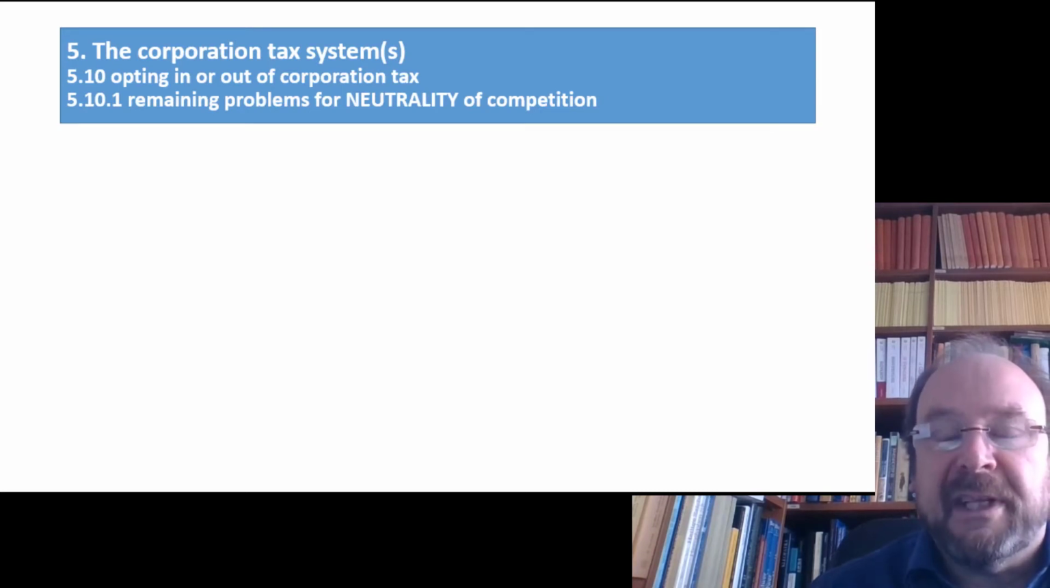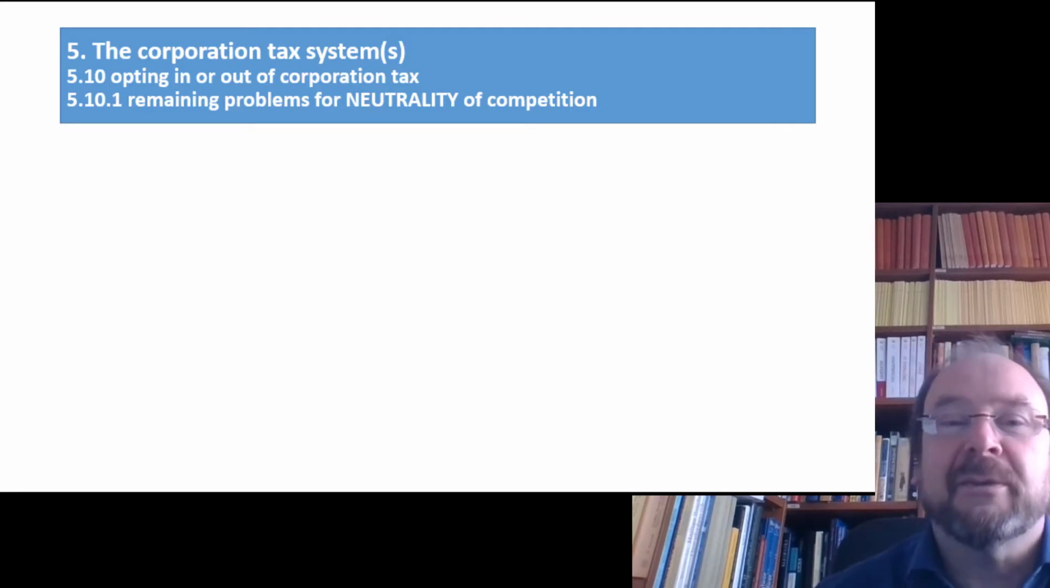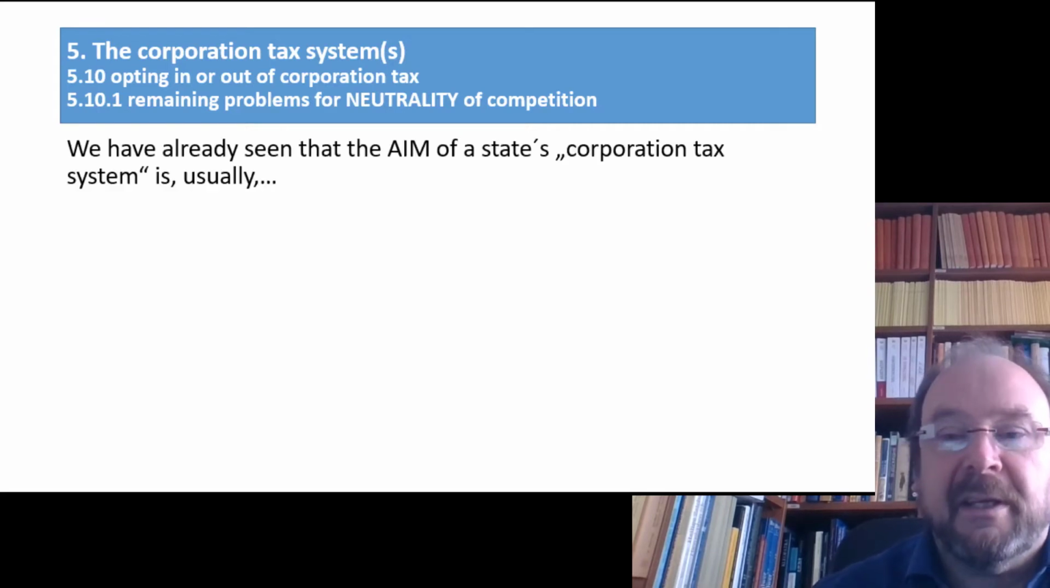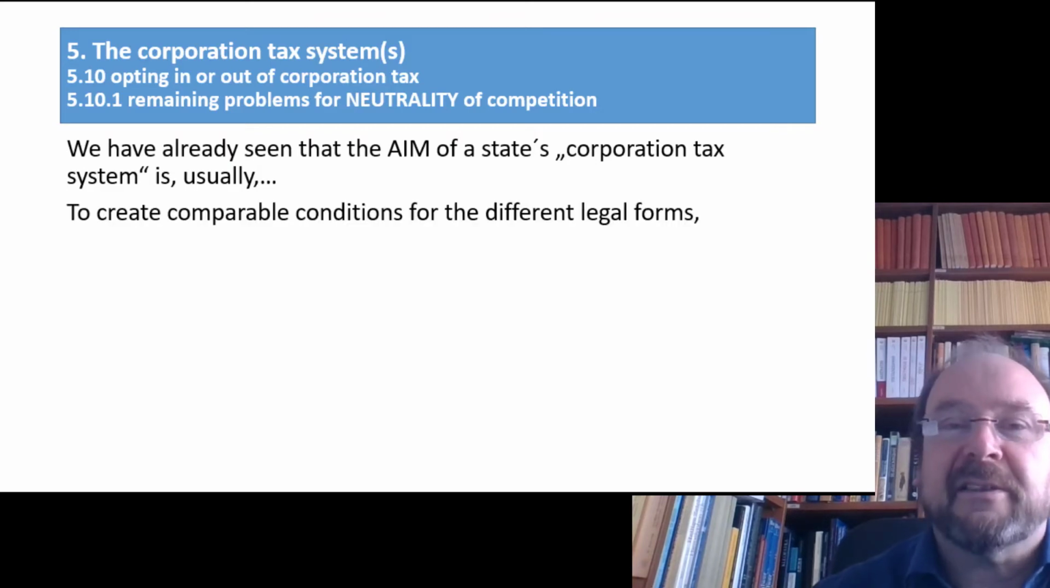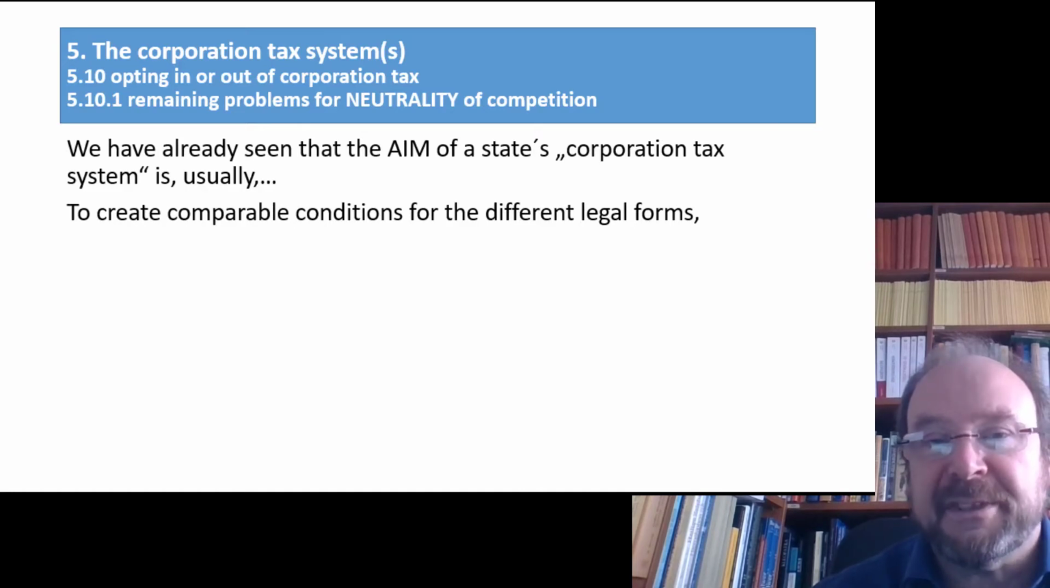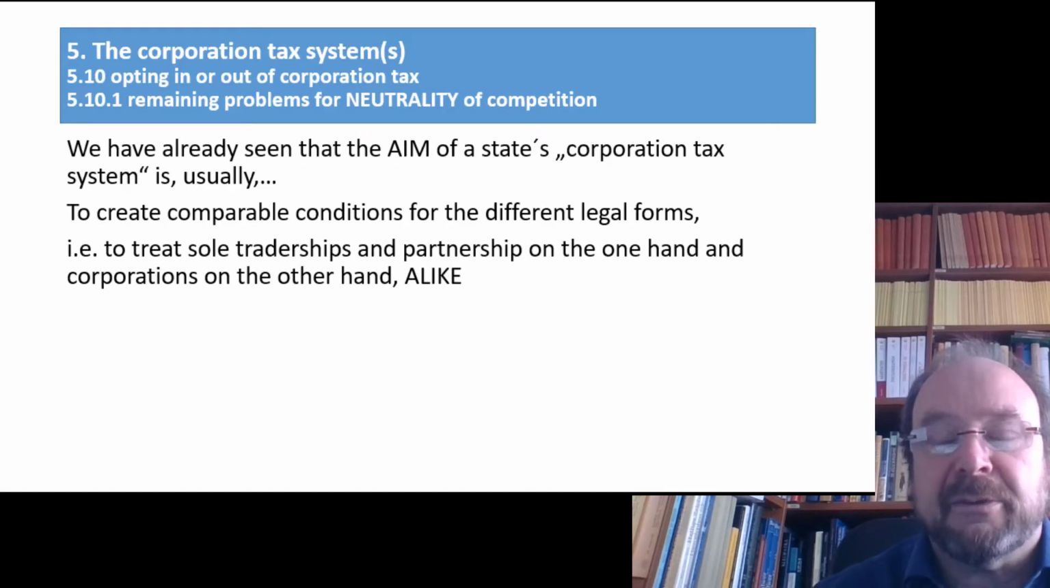Well, the explanation is evidently that there might be problems for neutrality of competition between the different legal forms, which even remain after you decided to set up a corporation tax system which wants to mitigate the problems. Well, the aim which you have when you set up or decide for your corporation tax system is usually to create comparable conditions for the different legal forms, so that all the legal forms, sole trader, partnership, and company, are at least still attractive so that the tax burden does not deviate too much. So to treat them as much as you can in a way which is alike.